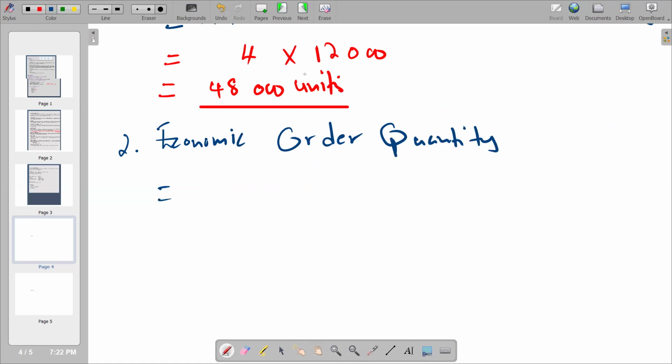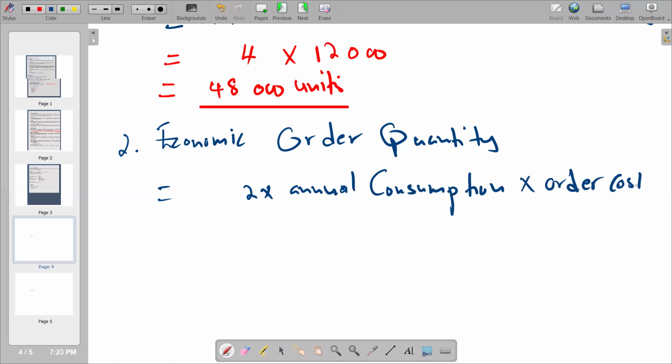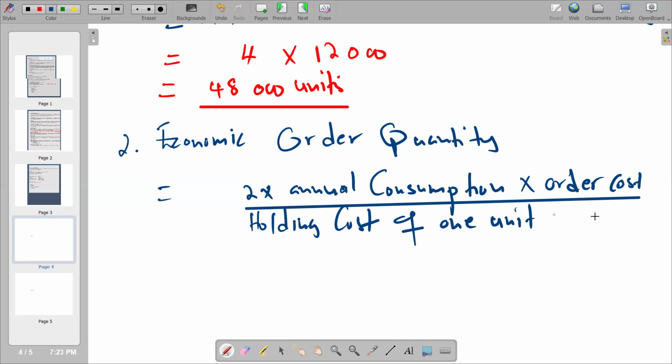The quantity is going to be the root of a fraction, whereby the numerator is going to be 2 times annual consumption times order cost, and then the denominator will be the holding cost of 1 unit per annum. So on our numerator we have 2 times annual consumption, multiplied by order cost. So this becomes our numerator. Then for the denominator, it's the holding cost of 1 unit per year, per annum, meaning the same thing.